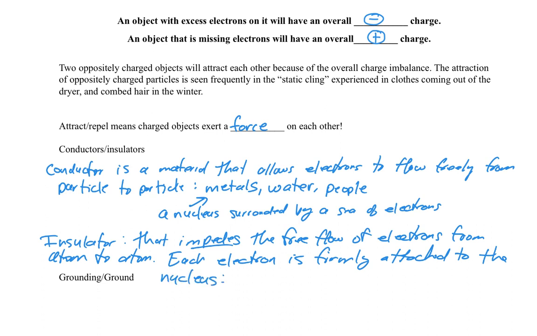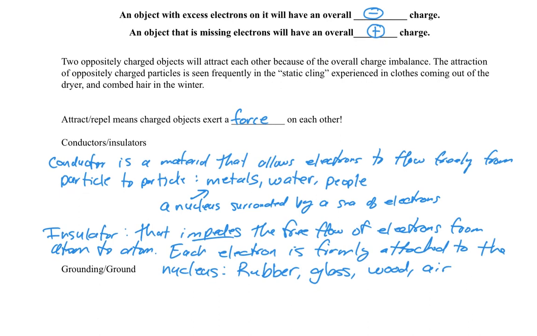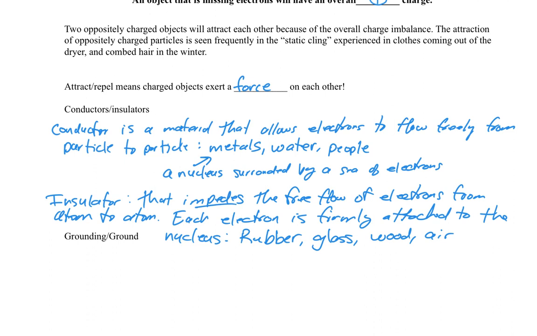Some examples of insulators might be something that's made of rubber, like tires. Glass is a good insulator. Wood is a good insulator. And air is an insulator as well. Now, having said that, electrons will flow in insulators under certain circumstances.